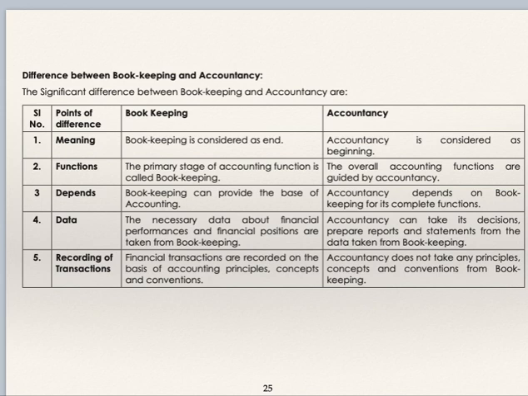Bookkeeping does not show financial position of a business or financial results of a business, whereas accounting helps in showing financial results and financial position of a business. Person concerned with bookkeeping is known as bookkeeper. Person concerned with accounting is known as accountant. No high level of learning is required in bookkeeping because it is a repetitive clerical job, whereas high level of learning is required for understanding and analyzing accounting concepts.